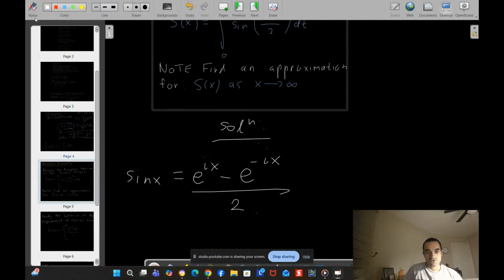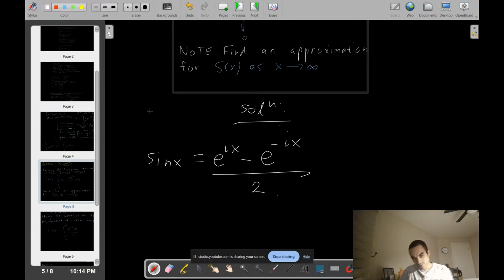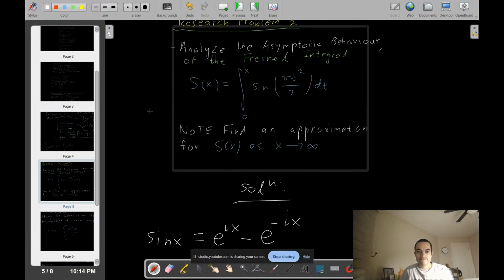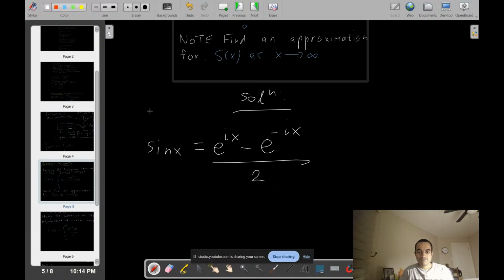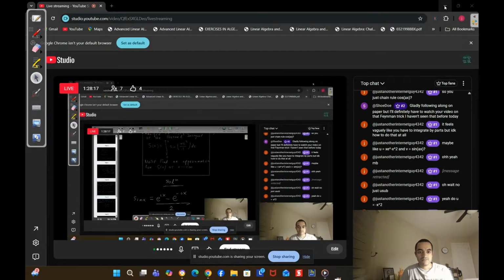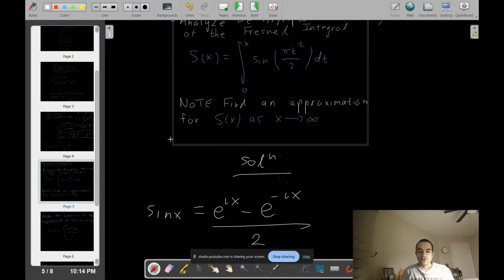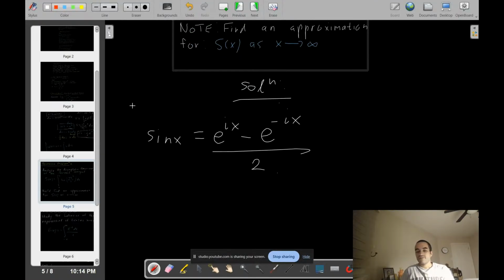Anyone see the expression? Please let me know. Anyone see this expression, sine in terms of complex exponentials? Anybody? Oh, never. Okay. Well, you guys are going to learn a lot of stuff. All right. So this is going to be really informative.